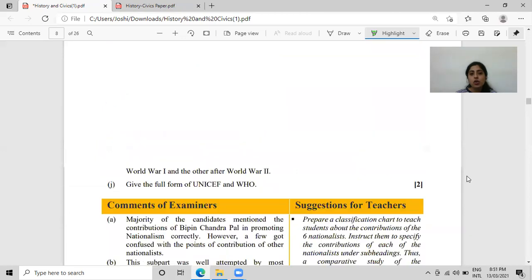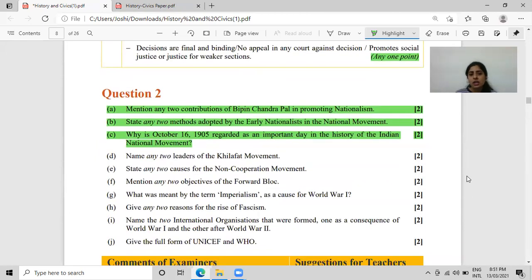Same way, let's go to the second question, that is, state any two methods adopted by the early nationalists in the national movement.